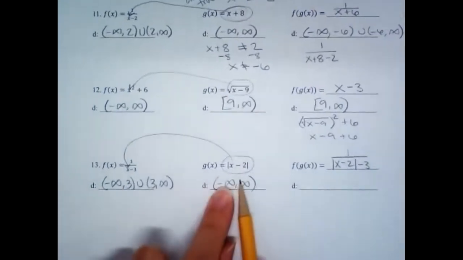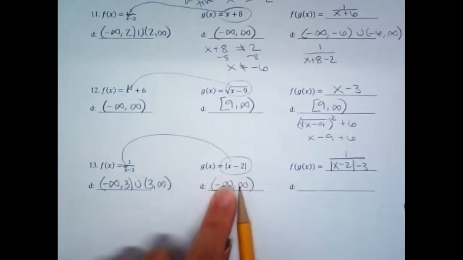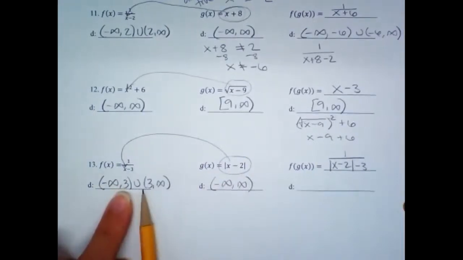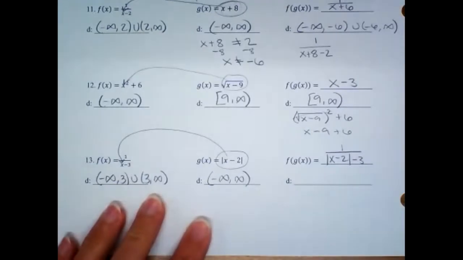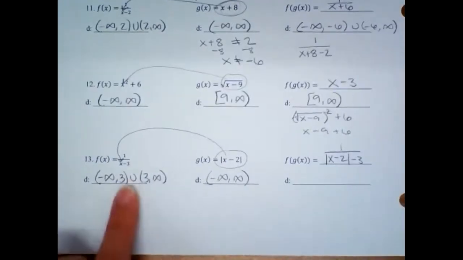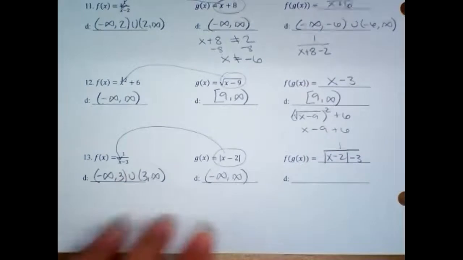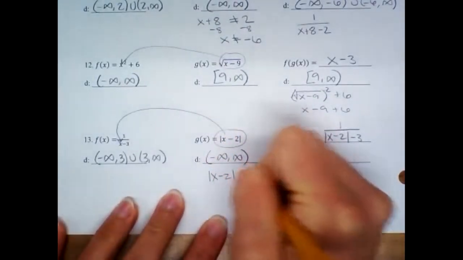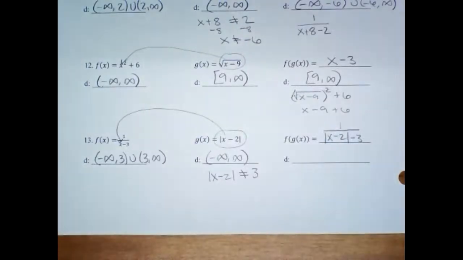Does G have a restriction? No. Does F have a restriction? Yes. Hey, G of X, you better not what? Equal three. You're going to take G of X, this absolute value, and say, hey, you better not equal three or else.